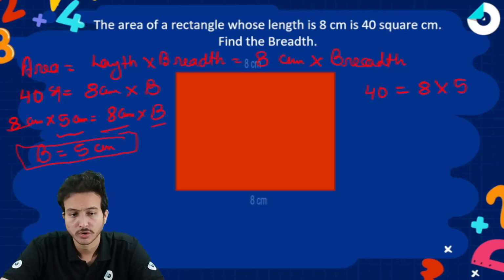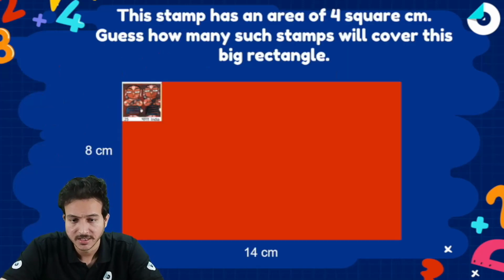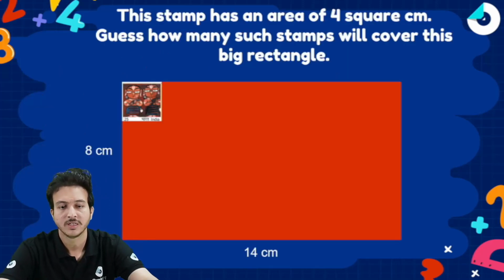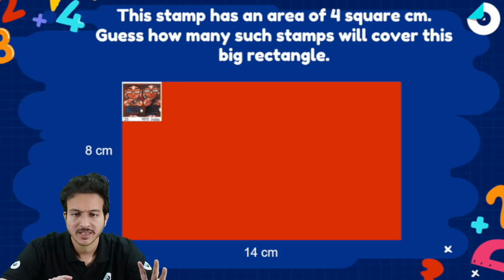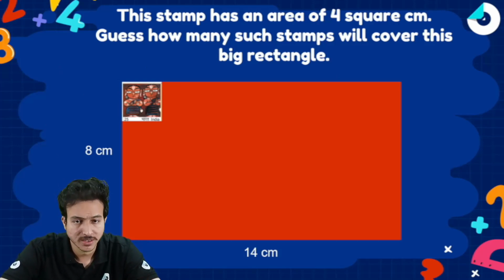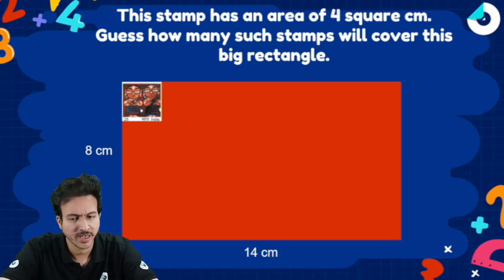Okay, let's move on to the next question. This is the 8 centimeter side. Now this is a question. The stamp has an area of 4 square centimeter. Guess how many such stamps will cover this big rectangle. We need to find how many stamps we need in order to completely cover this big rectangle.